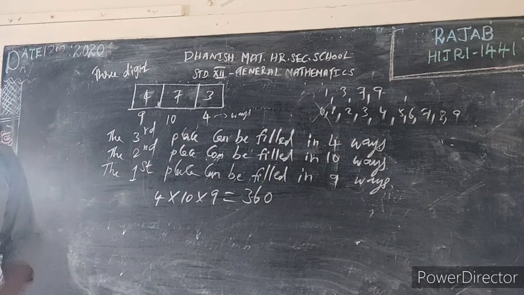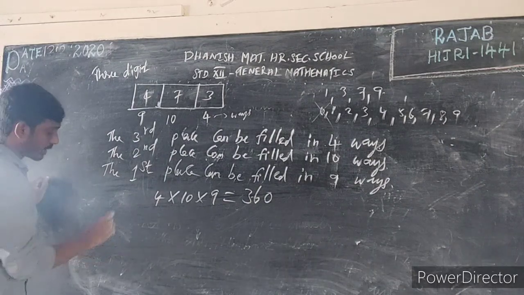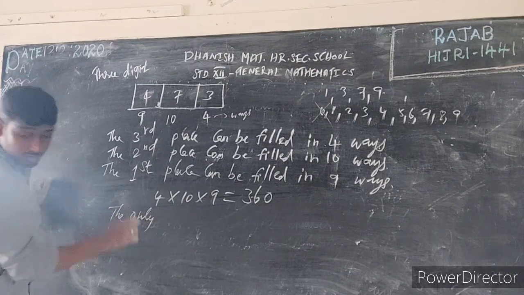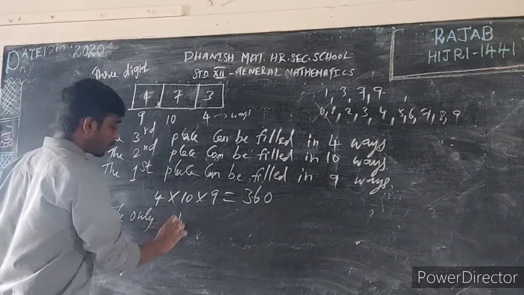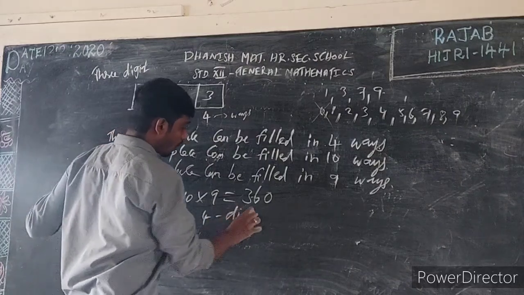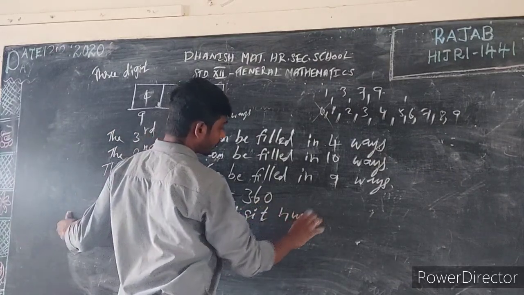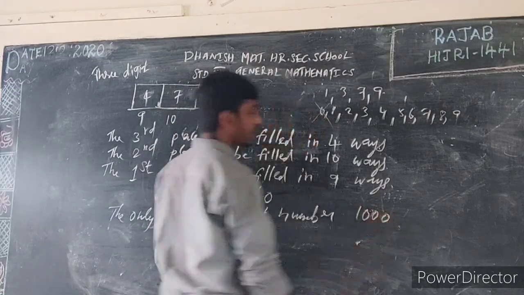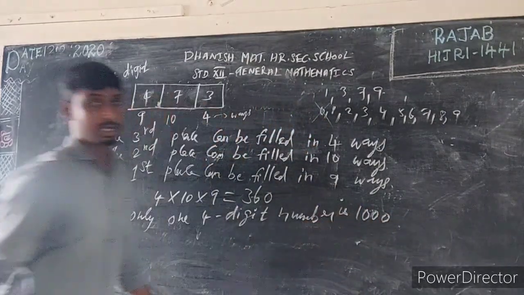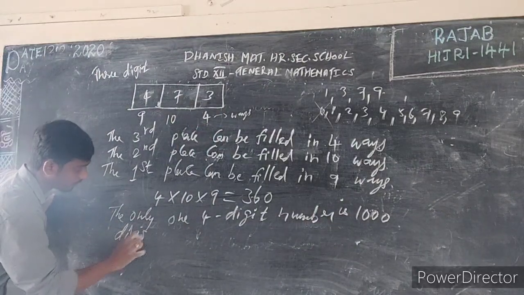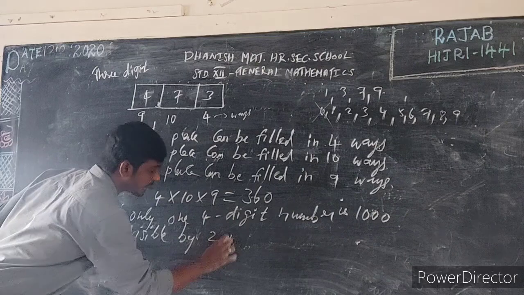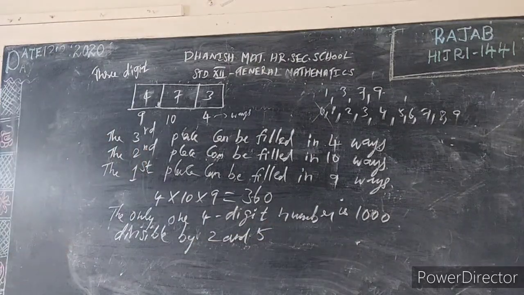Now we are going to find out that there is only one 4-digit number, that will be 1000. So what is the question given here? Only one 4-digit number, 1000, is divisible by 2 and 5.